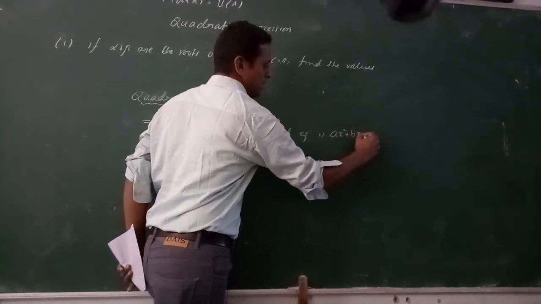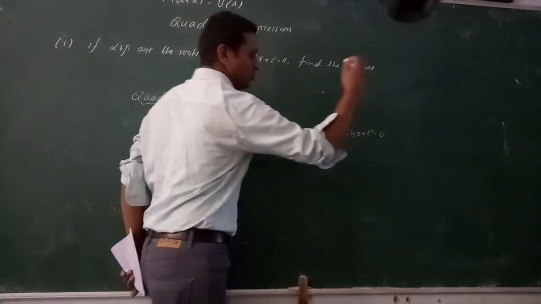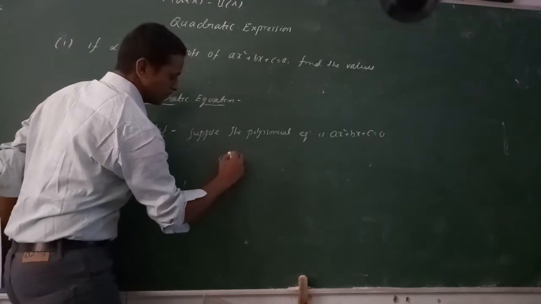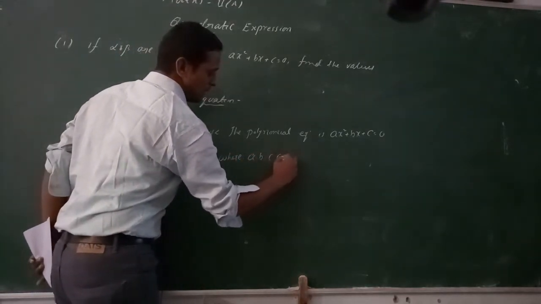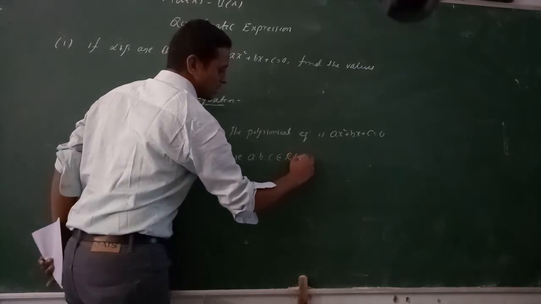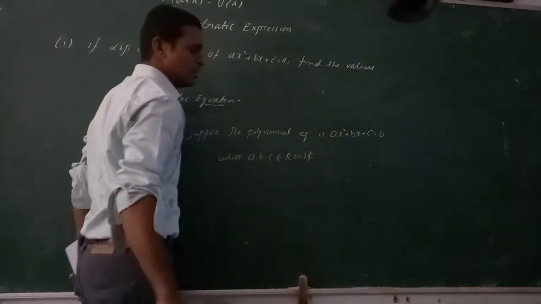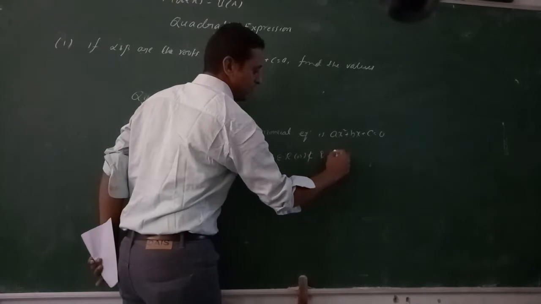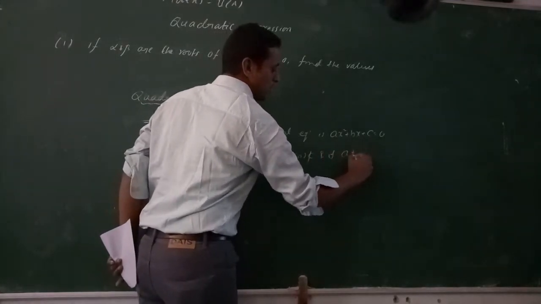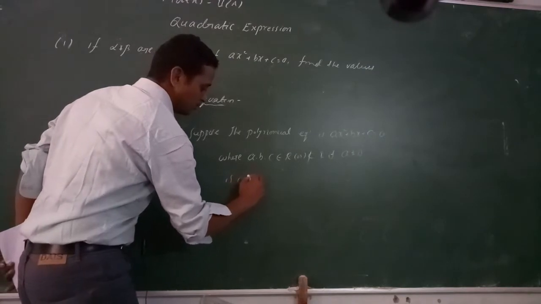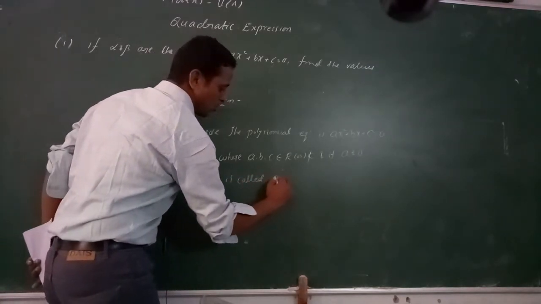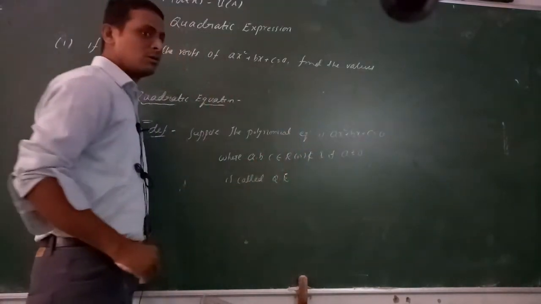ax square plus bx plus c is equal to 0, where a, b, c belong to real numbers or complex numbers, and the condition here is that a must and should be not equal to 0. This is called a quadratic equation.